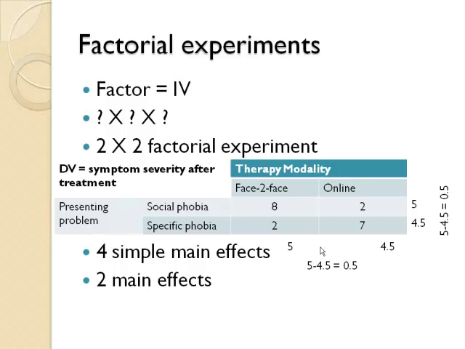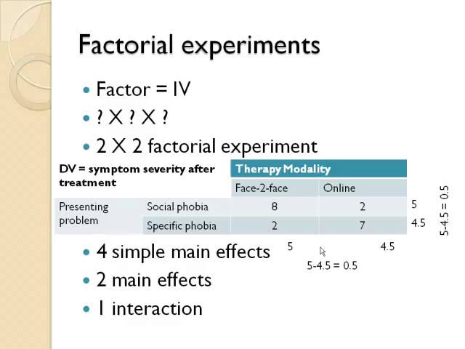Because if you said, was face-to-face or online different, and you look at this 5 and 4.5, you go, no, they look about the same. Were they the same? No, they weren't. Look at the simple main effects. 8 versus 2, that's different. 2 versus 7, those are different. There was a difference in modality, but that difference depended on the presenting problem. And that's where you get really the interesting part of factorial designs, the interaction term.